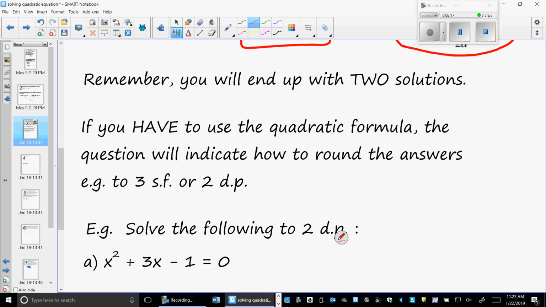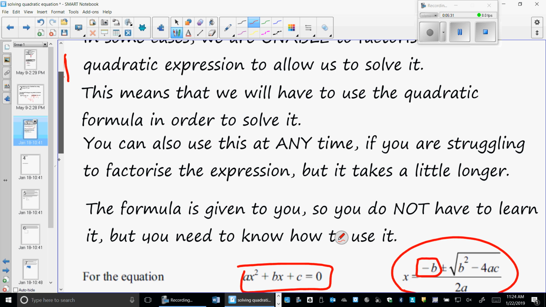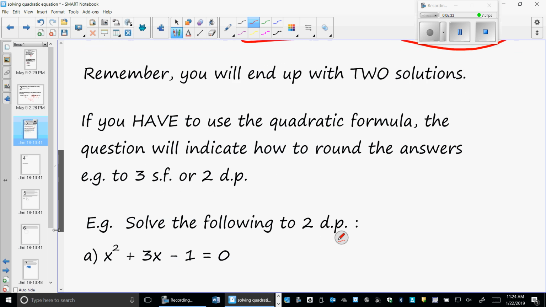Here is a tip for you if you have to use the quadratic formula. What you'll find about the answers from factorising is they tend to be whole numbers or nice fractions. If the question talks about something needing to be rounded, then it tells you you're not going to be using factorising as your method. You have to use the quadratic formula.